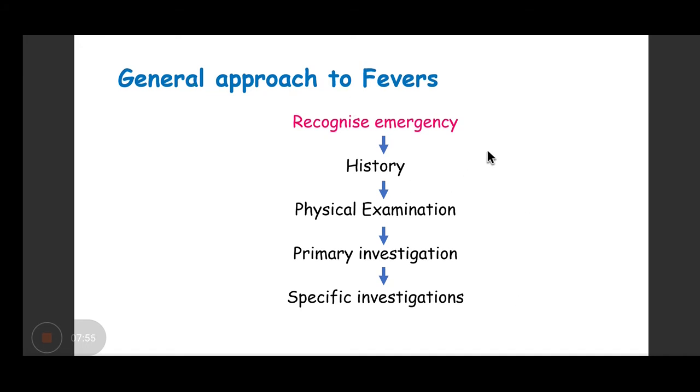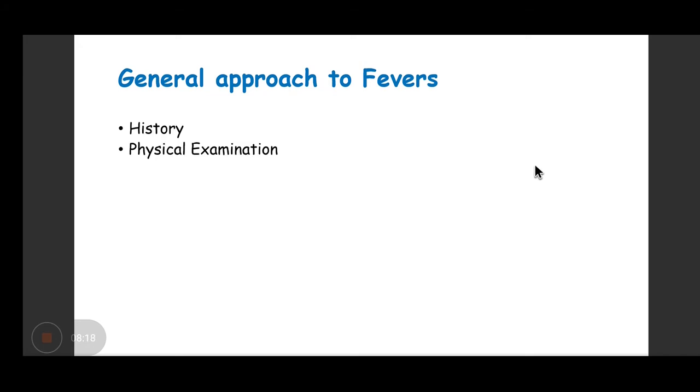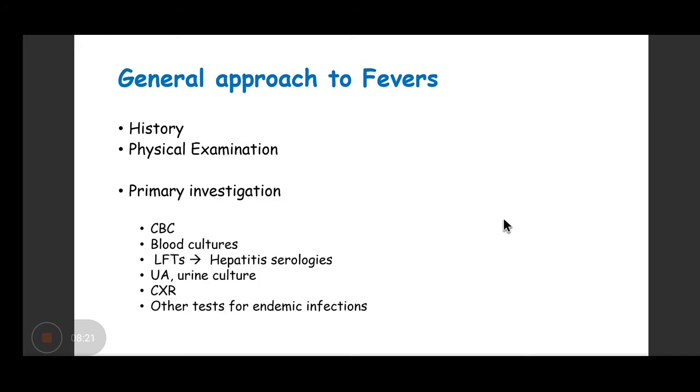So even before taking history, the first thing you should know is to recognize any unusual, lethal cause of fever, as I said, like meningitis or cerebral malaria or endocarditis or sepsis, etc. So this is the approach for fever: history, physical examination, and primary investigation.